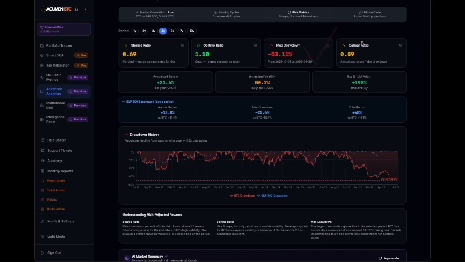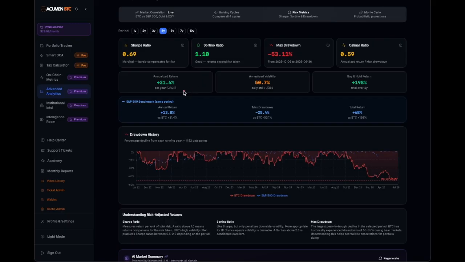Now, let's break down the Calmar ratio. The Calmar ratio connects return and drawdown directly. Formula: annualized return divided by max drawdown. At 0.59, Bitcoin is generating about 59 cents of annualized return for every dollar of maximum drawdown risk. The higher this number, the more efficient the risk-reward profile. It's a quick sanity check. Are the returns worth the pain?